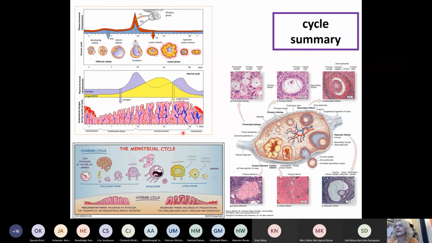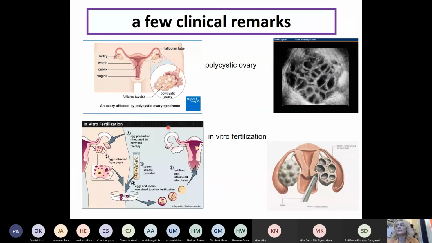Okay, then just a few clinical remarks at the end of the ovary topic. Polycystic ovary, I'm sure a lot of you have heard about it. You have seen how big these follicles can be and can become. And this is, of course, a disease when a lot of these appear, and this usually leads to a lot of problems and infertility. And everybody has heard about in vitro fertilization, and you also discussed this topic in first semester embryology.